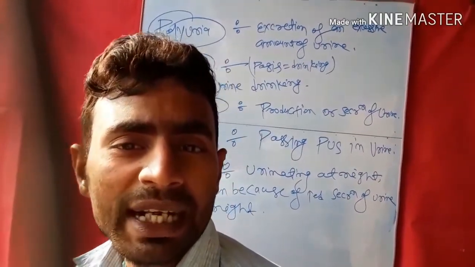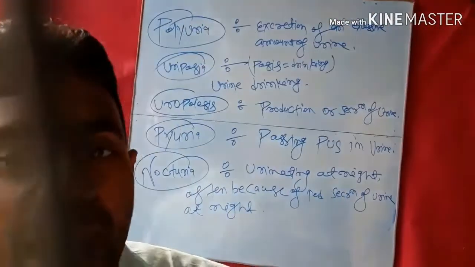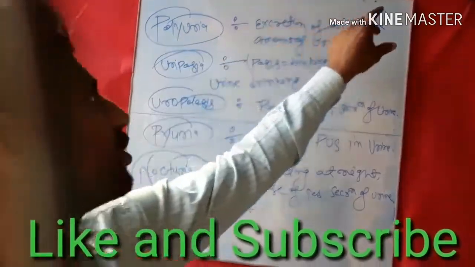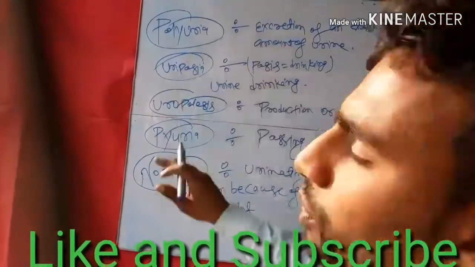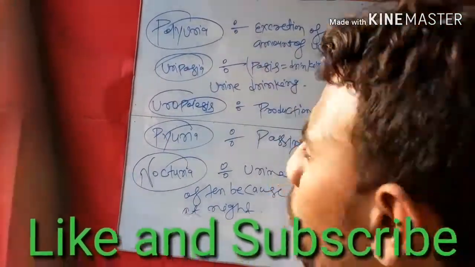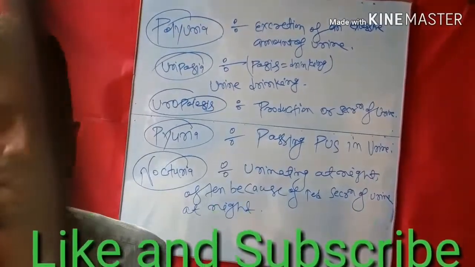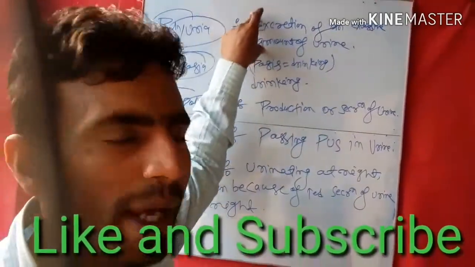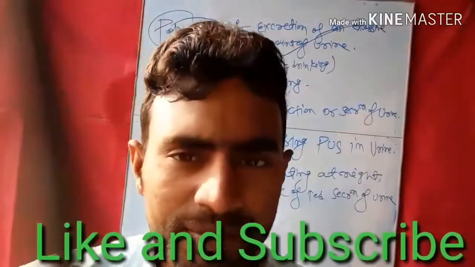Next point is polyuria. Polyuria is the excretion of an excessive amount of urine. Poly means many. Excretion of an excessive amount of urine is called polyuria.